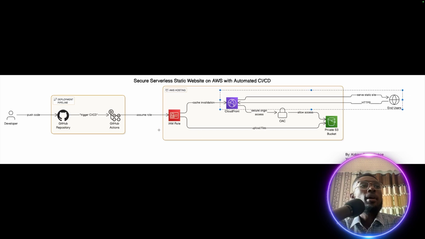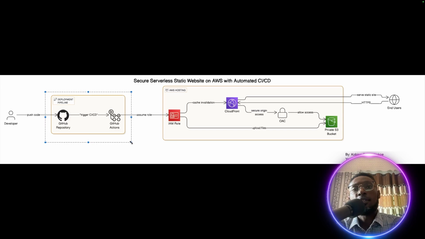We'll end the tutorial by quickly setting up a simple CI/CD process using GitHub Actions. That will prevent us from manually uploading our changes to S3. Let's jump right into it.